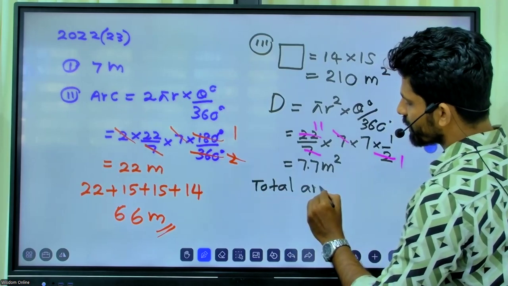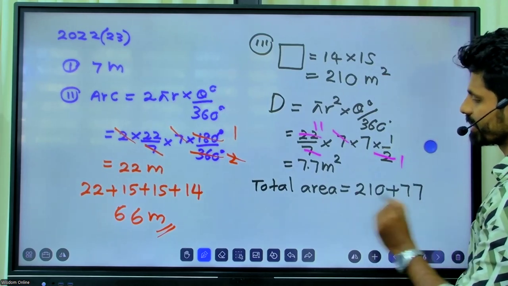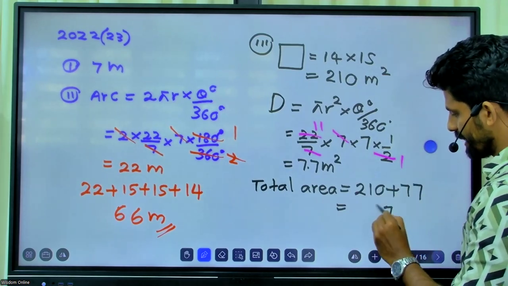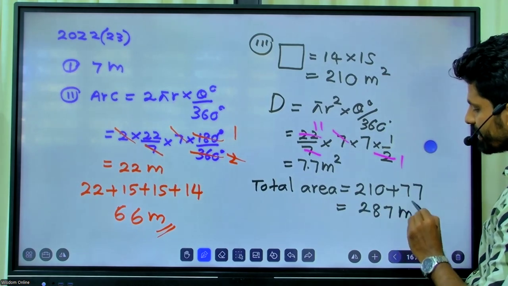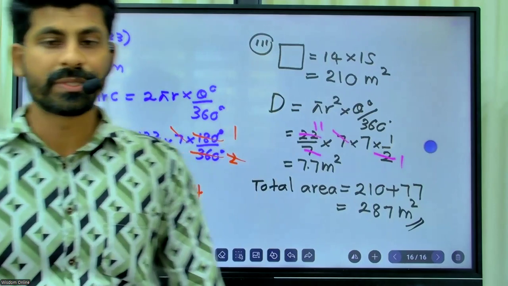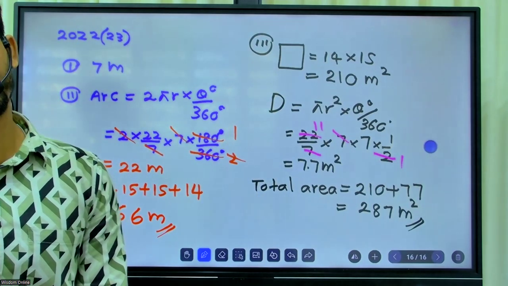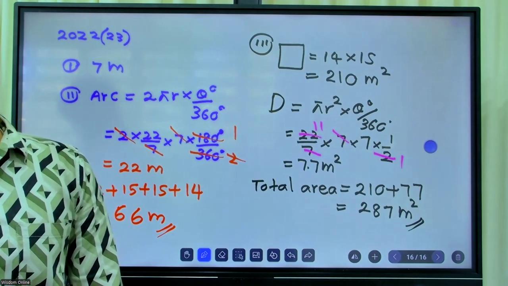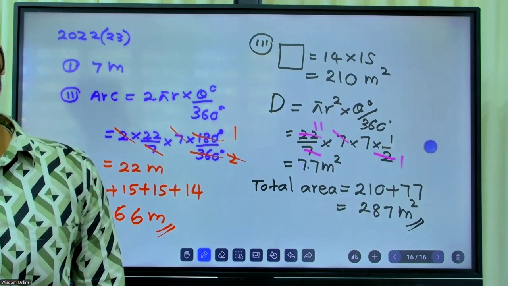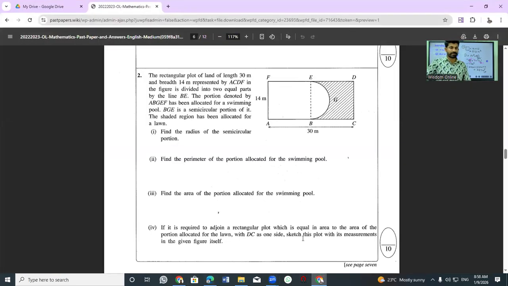Then what is the total area? It equals 210 plus 77, which is 287 square meters. Total area equals 287 square meters. Then look at the next one, the last one.